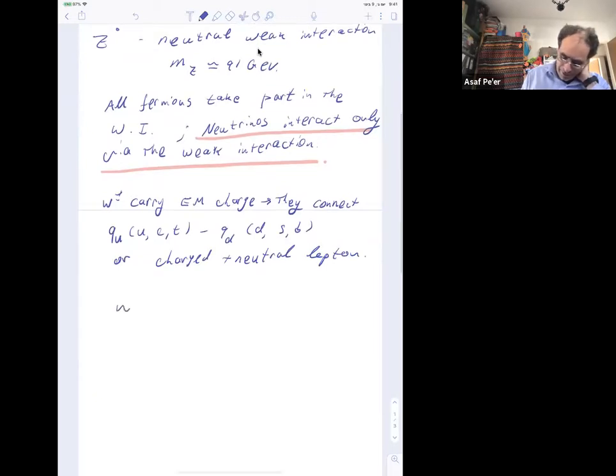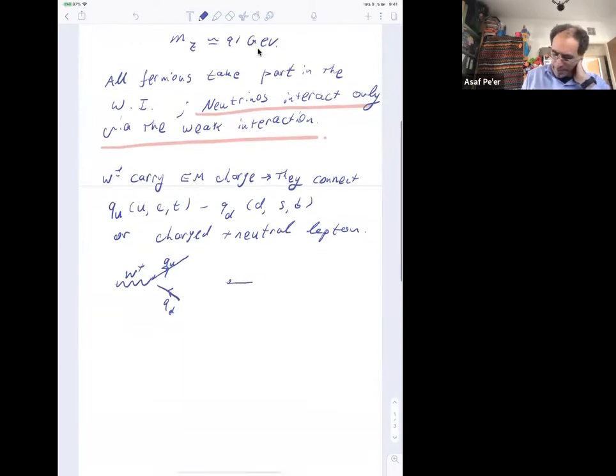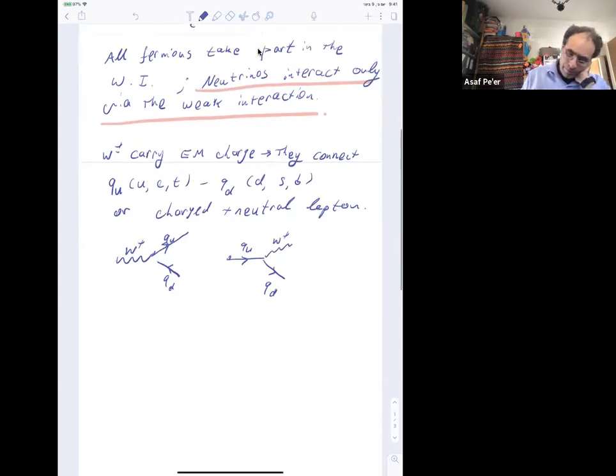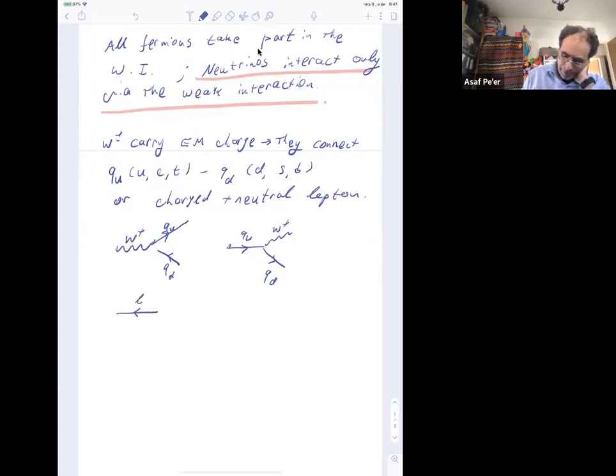So if you have, let's say, a W plus, it would connect an up-type quark and a down-type anti-quark. Or an up-type quark could turn into a down-type quark in the W. Or a charged anti-lepton would connect with an anti-neutrino and a W. With the charged W, because remember, this is something which some of you got confused about for some reason. Charge is conserved in every vertex.